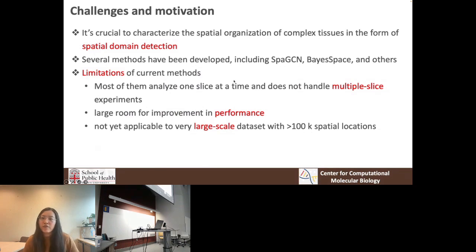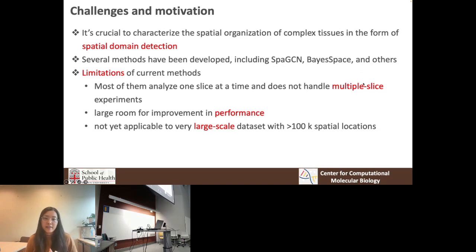Another essential task of spatially resolved transcriptomic studies is to characterize the spatial organization of complex tissues in the form of spatial domain detection. Detecting spatial domains on the tissue can facilitate our understanding of the spatial and functional organization of normal tissue and reveal how alterations in tissue structure may underlie disease etiology. For this task, several methods have been developed to detect spatial domains, such as SpaGCN, BayesSpace, and some other deep learning methods.